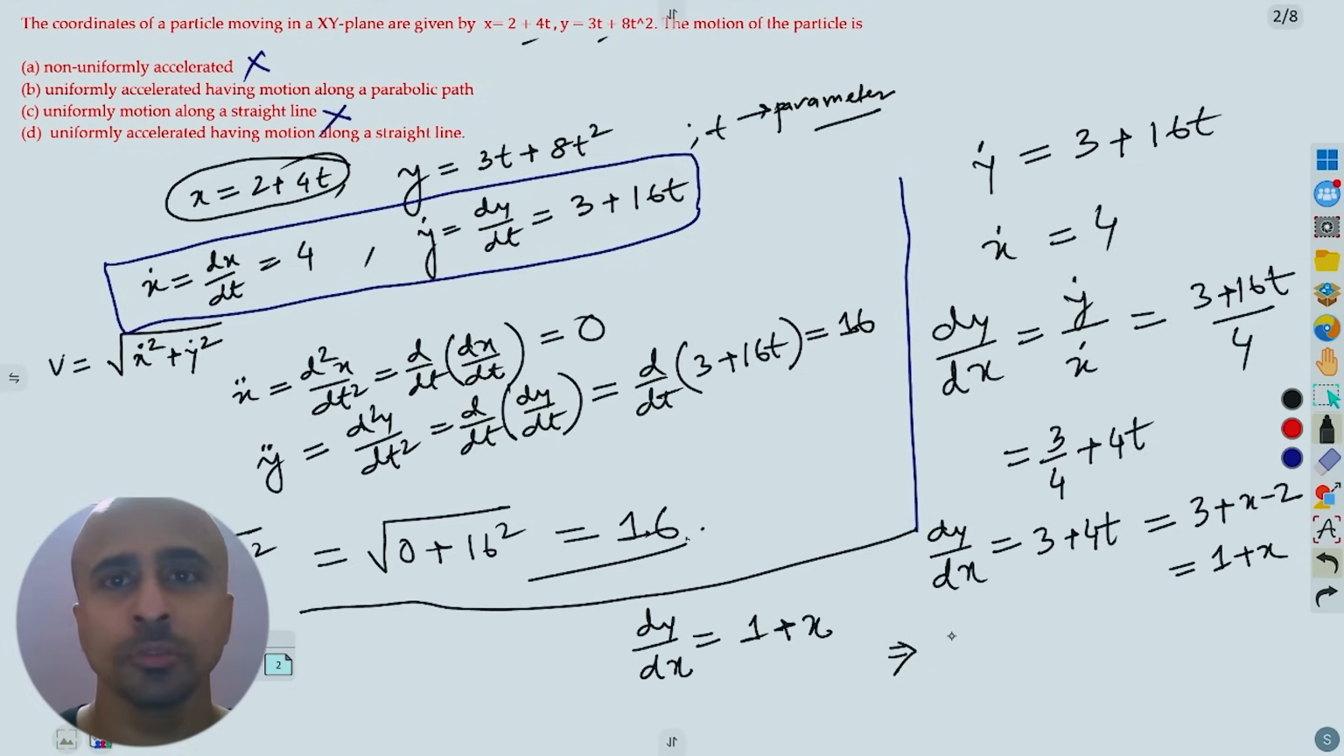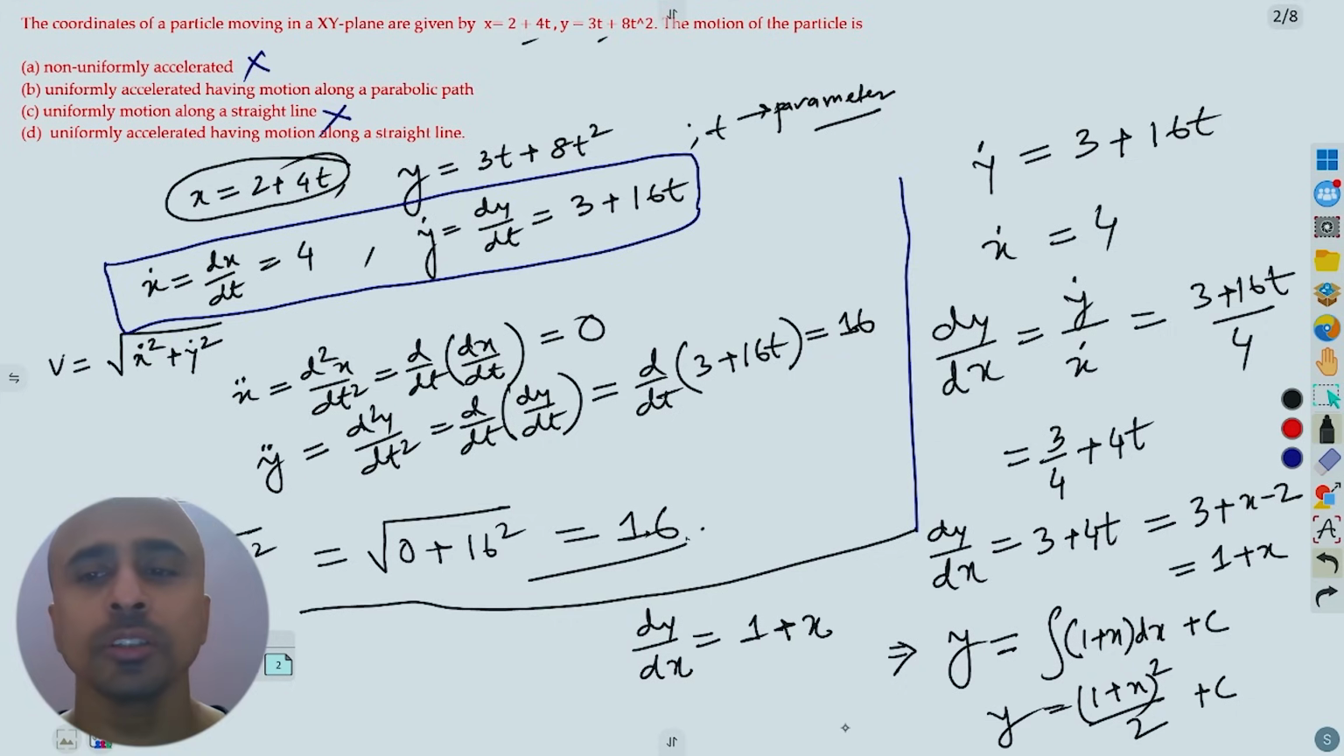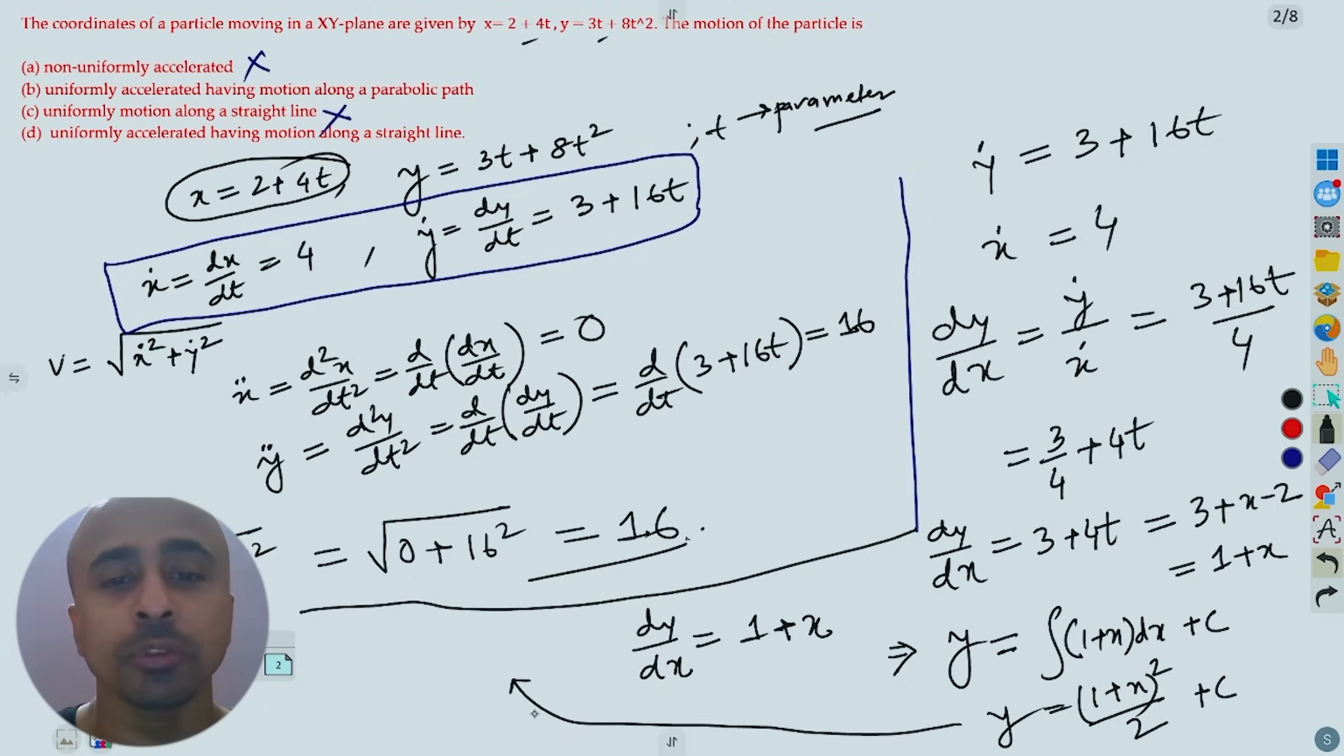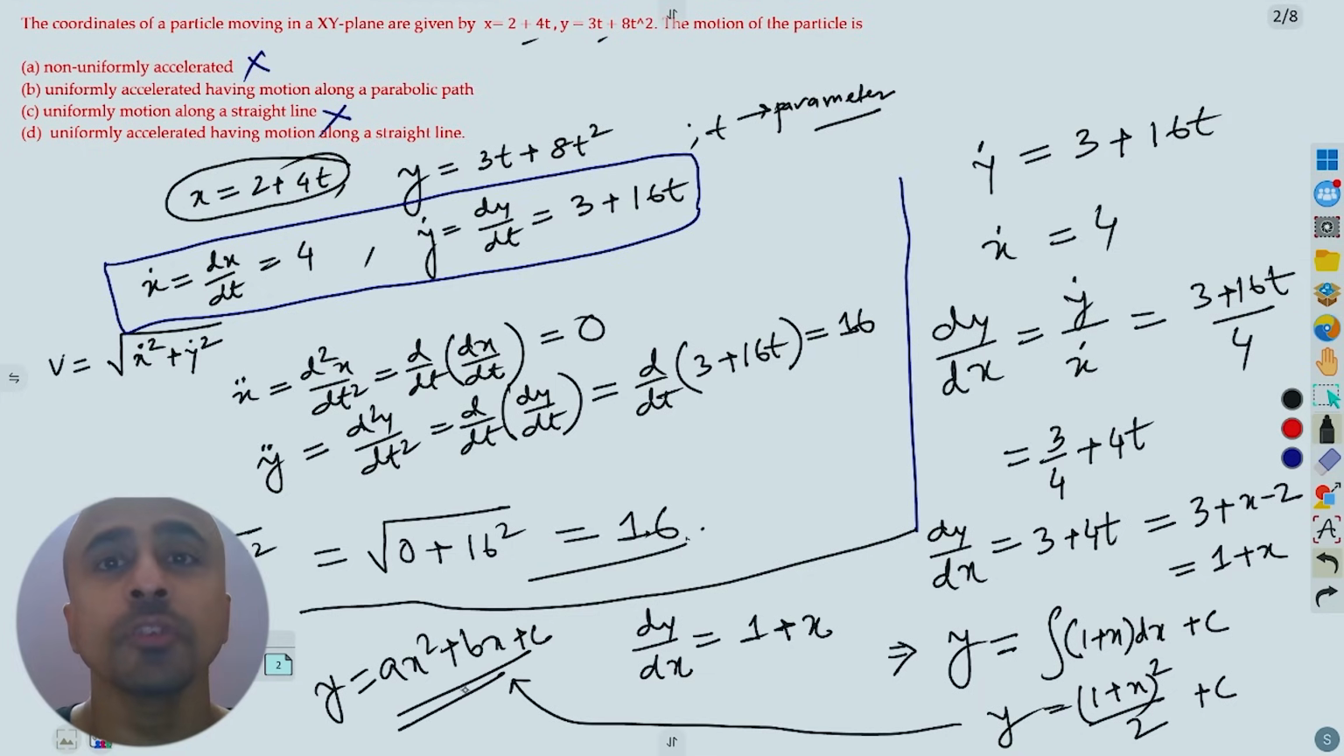If you have any doubts, you just let me know in the comment section. So from here we can obtain y equal to the integral of (1 plus x) dx plus c, which is basically (1 plus x) whole square by 2 plus c. So this is our y, which is clearly the equation of a parabola, right? Yes, because it is in the form y equals ax square plus bx plus c, and we know this form represents a parabola. So D is also ruled out, and hence B is the correct choice.